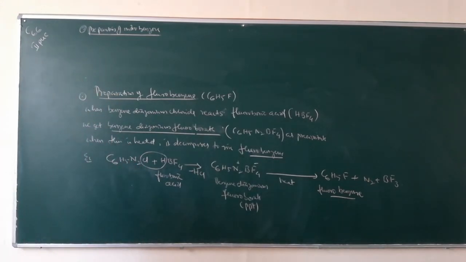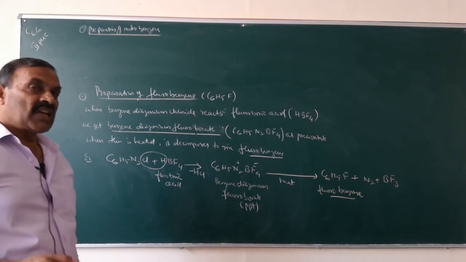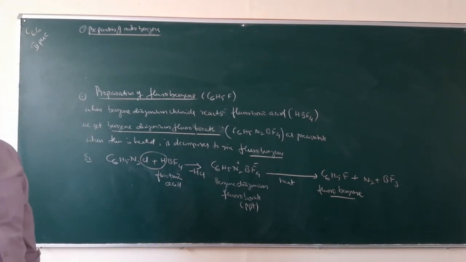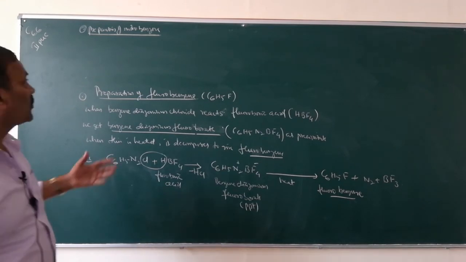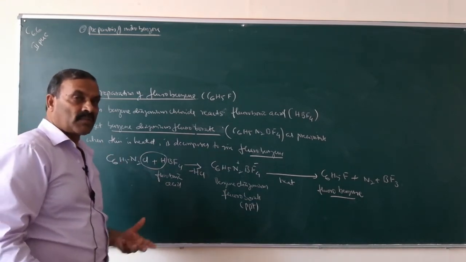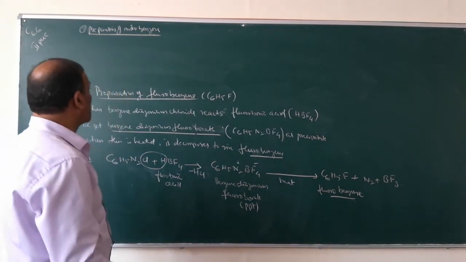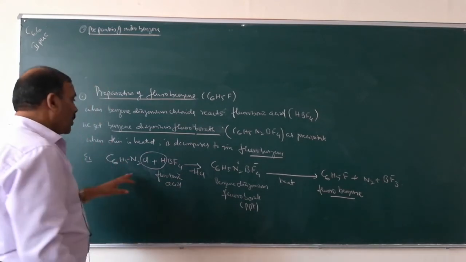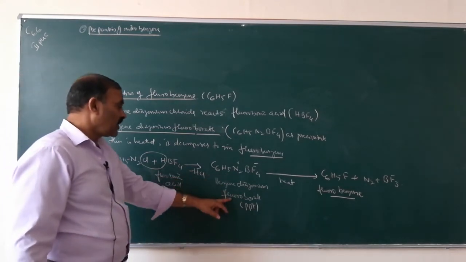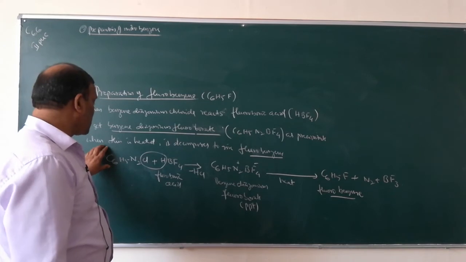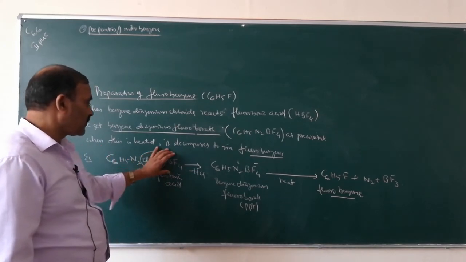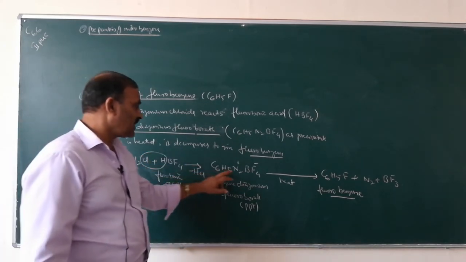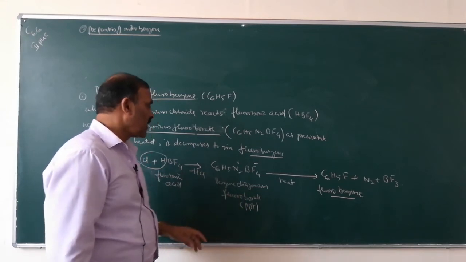Preparation of nitrobenzene from diazonium. These are the importance of benzene diazonium chloride in the synthesis of so many organic compounds. How nitrobenzene can be obtained from benzene diazonium chloride. So you know how to prepare benzene diazonium fluoroborate. When benzene diazonium chloride reacts with fluoroboric acid, you will get benzene diazonium fluoroborate.